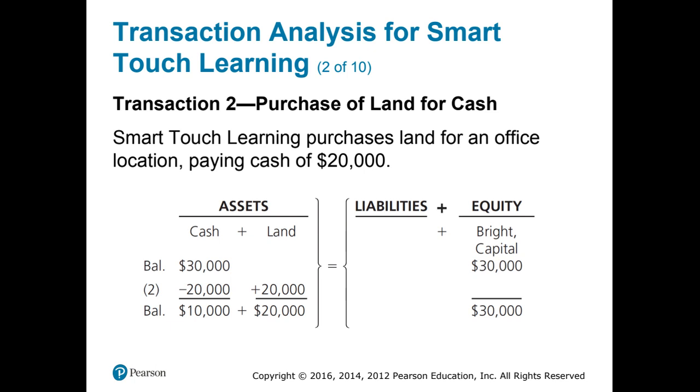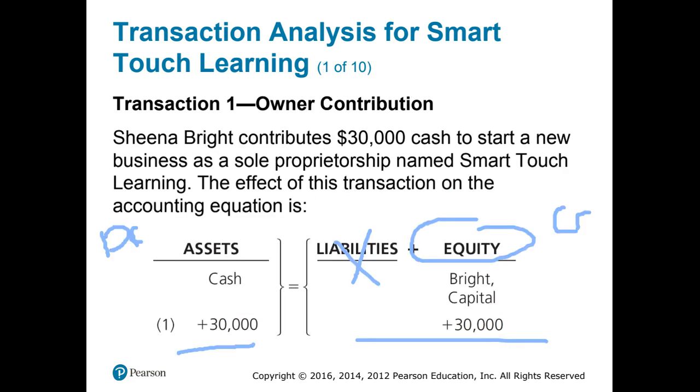So now, what was it, 30,000? Yes. So cash, and this is on page 14. We increased assets by 30,000 and we increased our equity by 30,000.